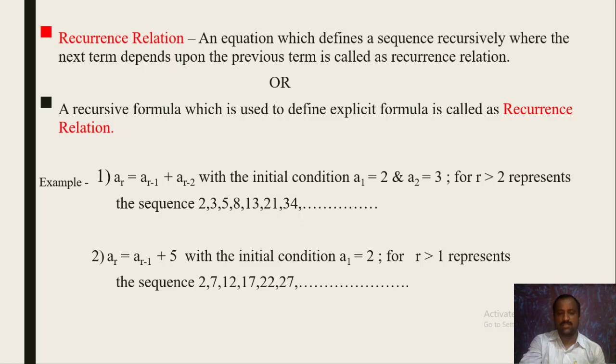If we expand that particular sequence, then what do we get? a_1 is equal to 2, then 2 plus 5 is equal to 7. Third term is 7 plus 5 is equal to 12. Next term is 12 plus 5 is equal to 17. Next one, 17 plus 5 is equal to 22. That is, we get the next term by adding 5 to the previous term. This particular relation, in which both recursive formula and explicit formula are used, is called a recurrence relation.